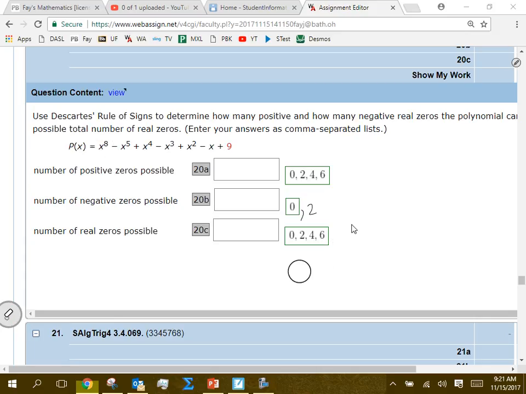I'm going to venture to say that because this is the only number that changes, and I'm assuming that they probably left it as positive for everybody, that everybody probably had this answer, regardless of what their polynomial looked like. But if there are additional ones here, you have to add both lists together.